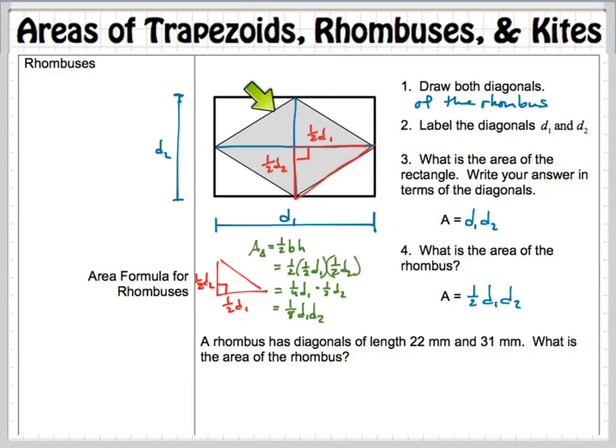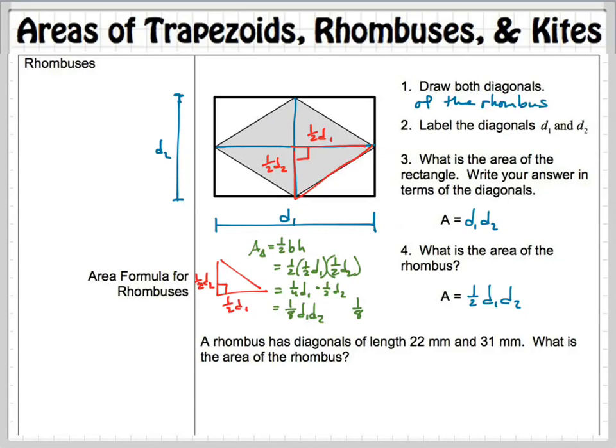If I wanted to find the area of this whole rhombus, what would I have to do with that area? Multiply by what? 4. Why would you do that? Because there's 1, 2, 3, 4 of these triangles, right? So there's 4 triangles inside of this rhombus. So I have to multiply this by 4 to find the area of this rhombus. So I'm going to take that guy and multiply by 4.